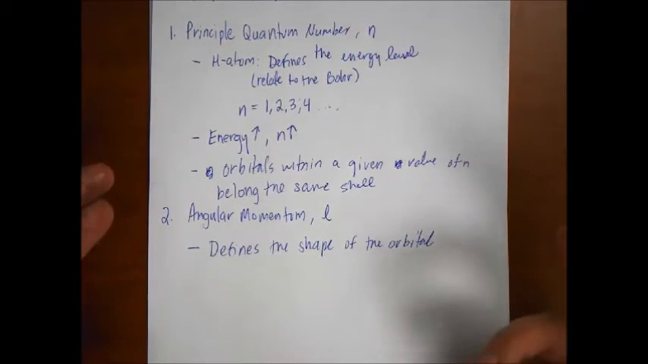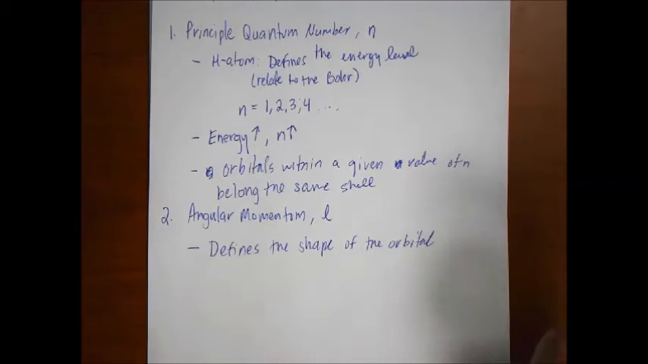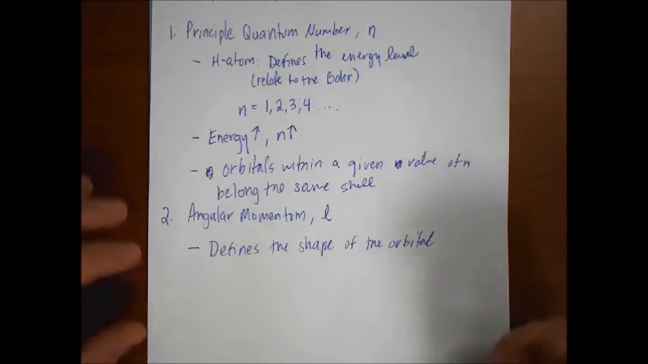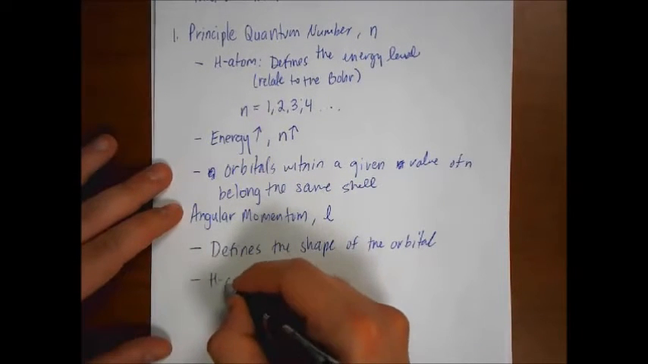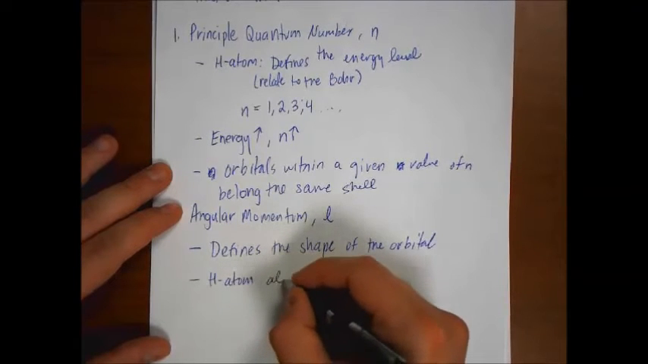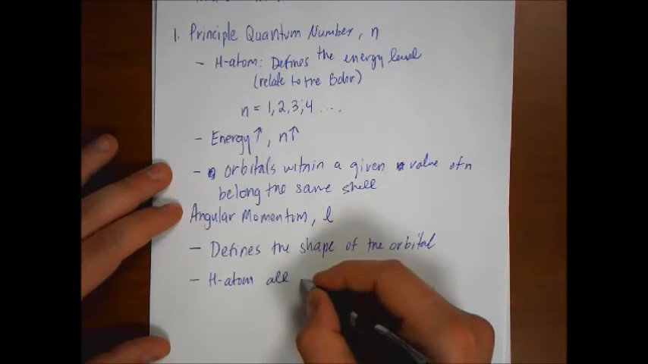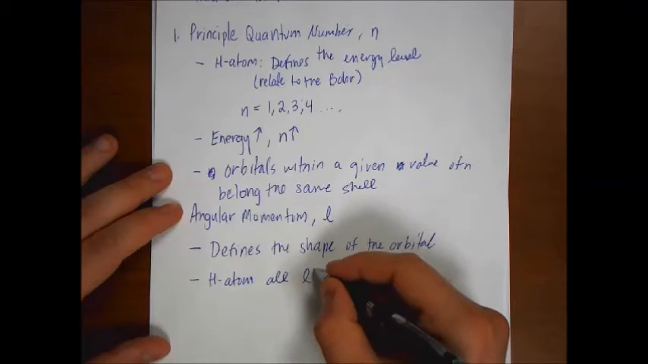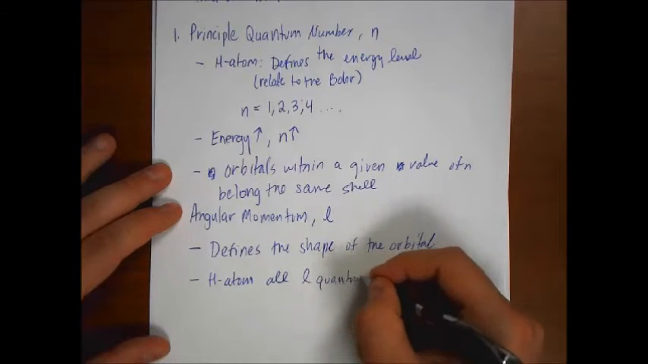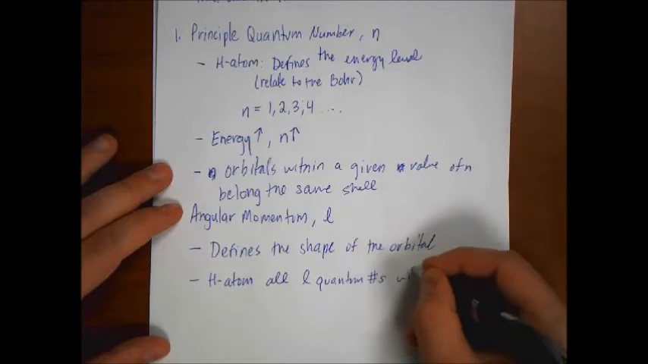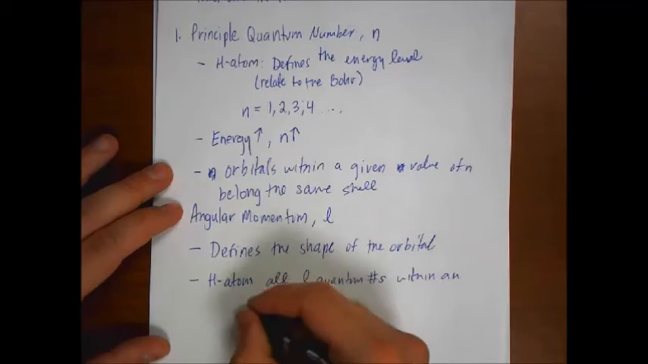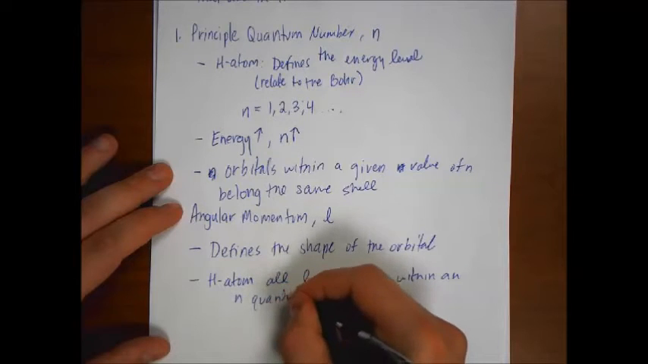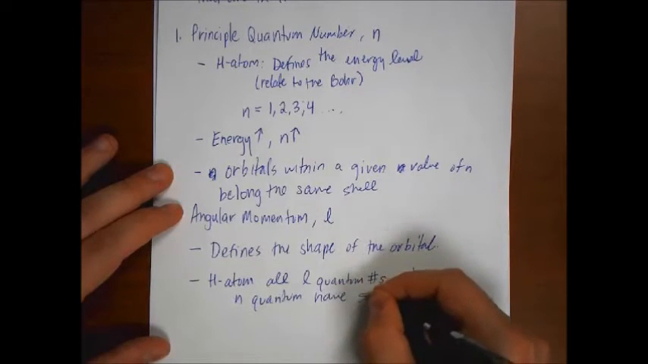And what we see is that, as the value of L changes, we're going to get different types of shapes. Now, in a hydrogen atom, I want to note this: all of the different L quantum numbers within an n quantum number have the same energy.